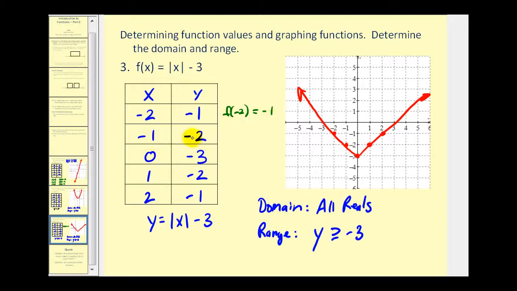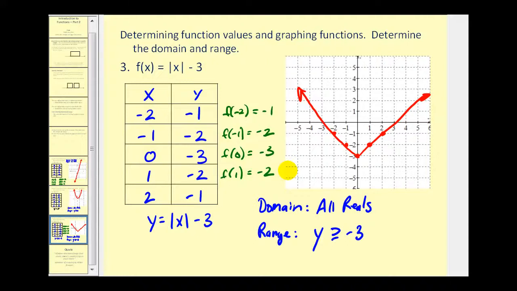So for the point -1, -2, we have f of -1. There's our input, and then the output will be the y value, or -2. Here we'd have f of 0 equals -3. Here we'd have f of 1 equals -2, and so on.